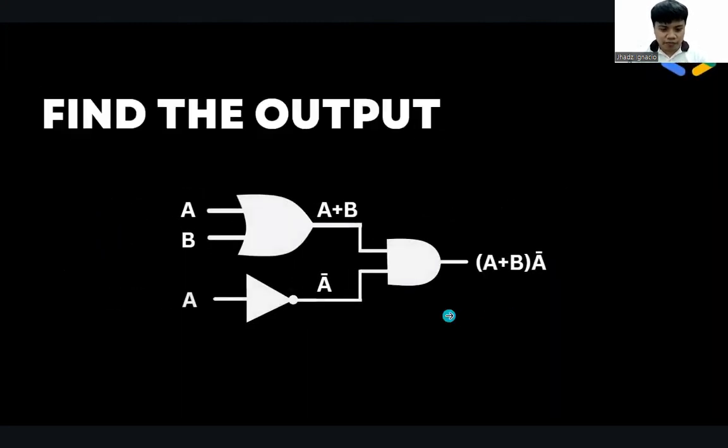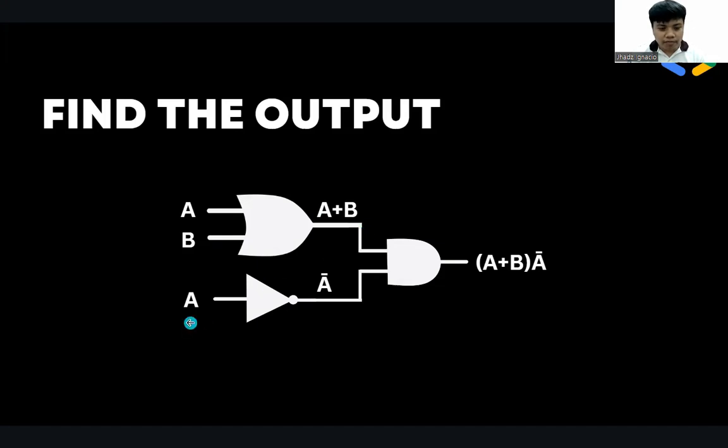Now let's try to solve. We have the inputs A and B and A. Now let's go first to the first input. Inputs A and B are connected to an OR gate, resulting in A or B. As you can see there, A plus B is the answer. Plus symbolizes the OR gate. So when we read this, we have A or B.